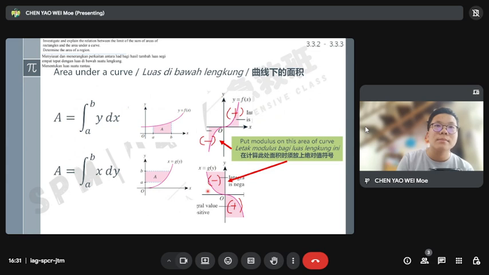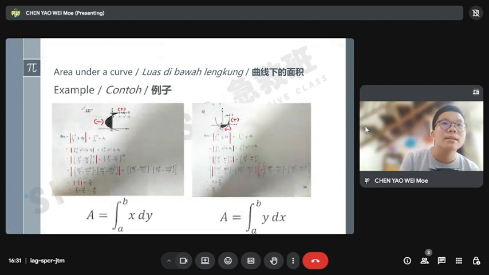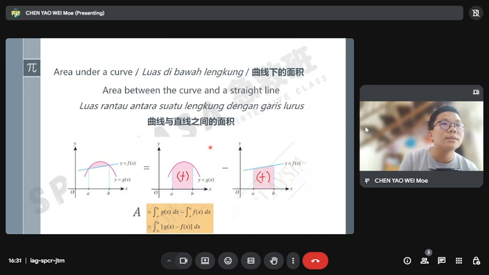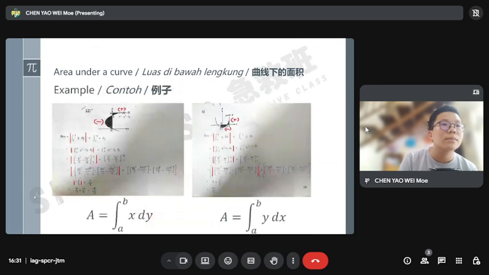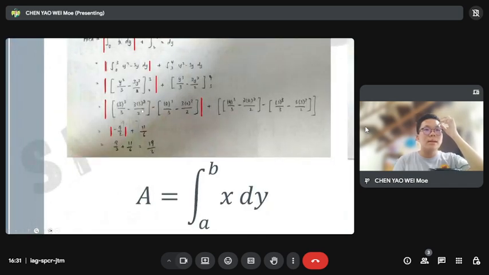And when you do the integration, remember to put the modulus. Let's see another example to let you understand it. Okay, wait, let me show you. Okay, this is the thing. We see this question, it is for this one.